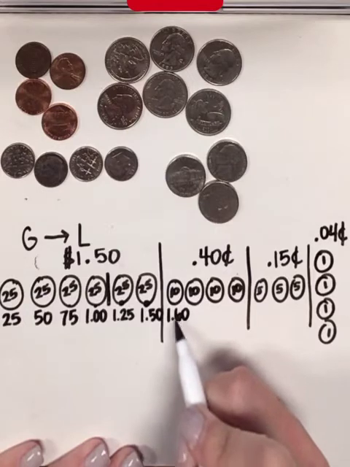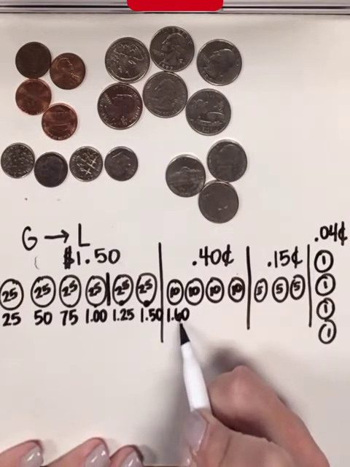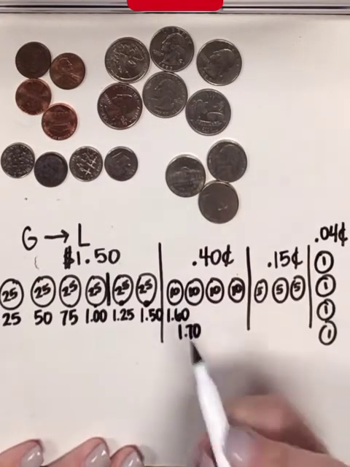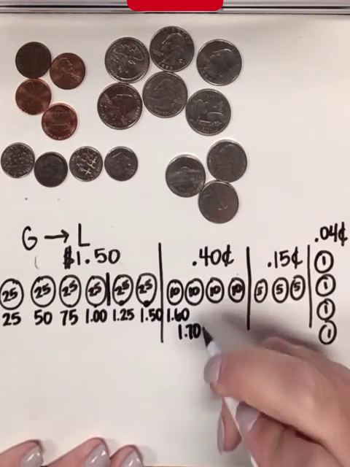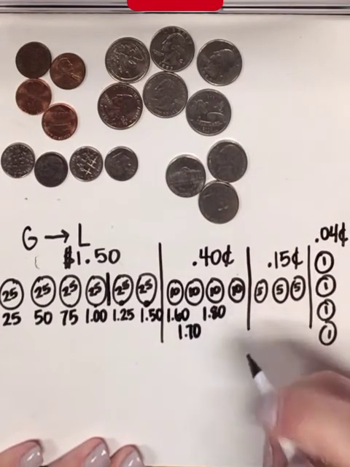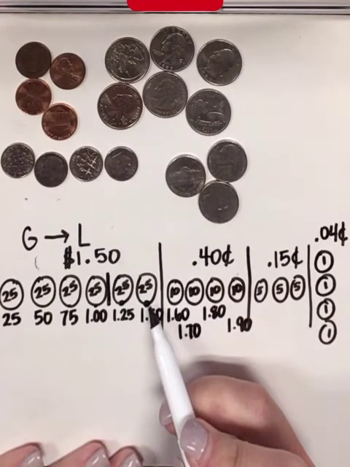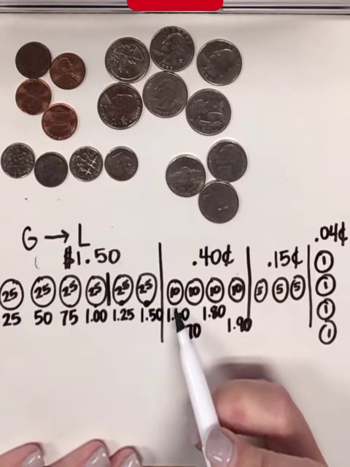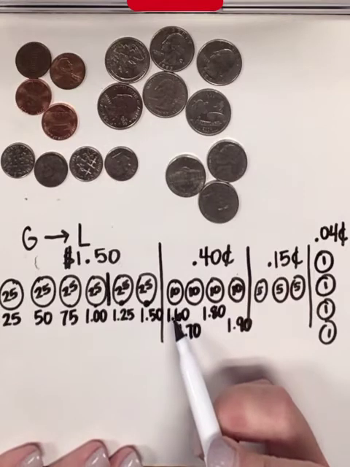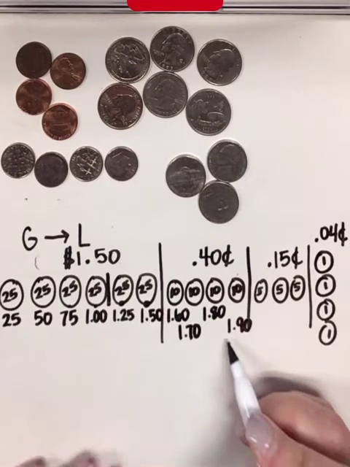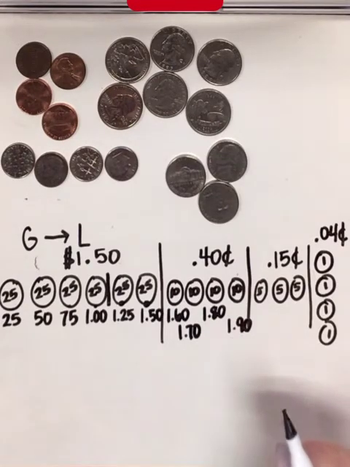So now we are counting on from $1.60. 10 more would be $1.70 because now I'm counting by tens. My next one would be $1.80. And then I would have $1.90. Because if I have $1.50 here and I add 10 more, I get $1.60. Count by tens: $1.60, $1.70, $1.80, $1.90. And I just wrote my price down here so you could see without me running out of room.